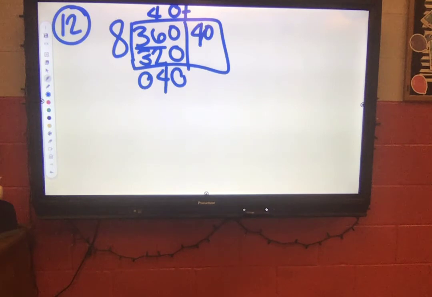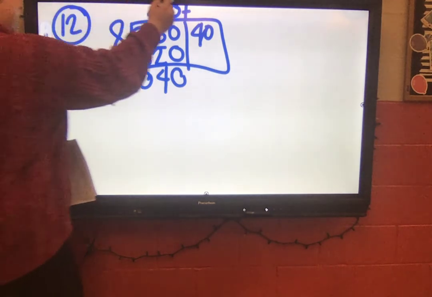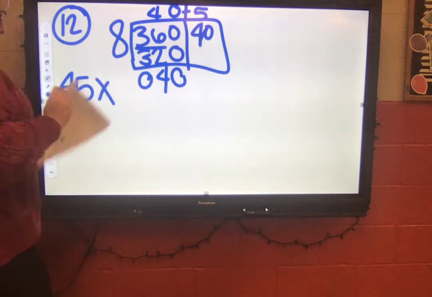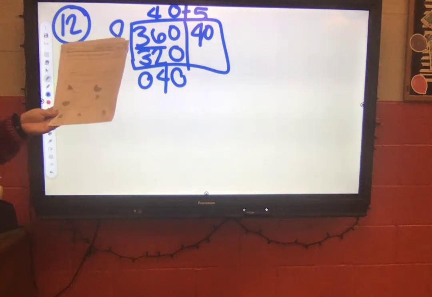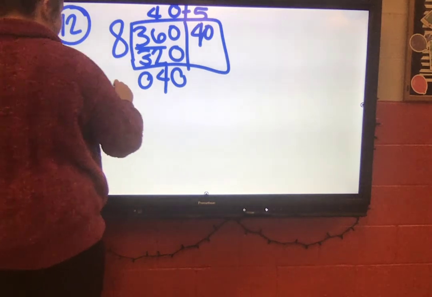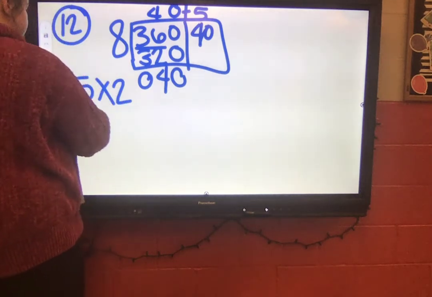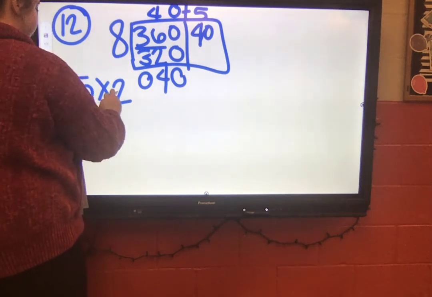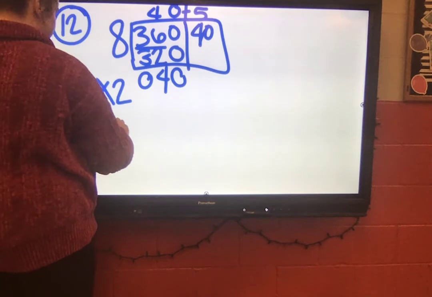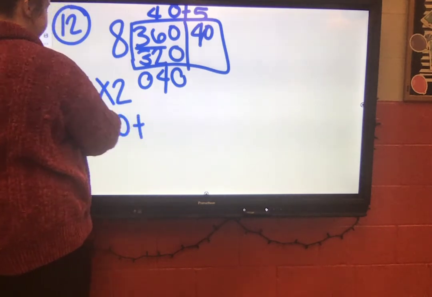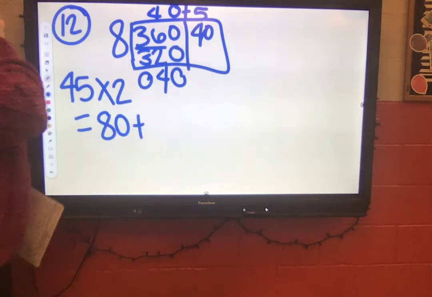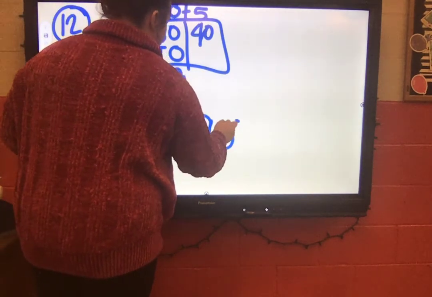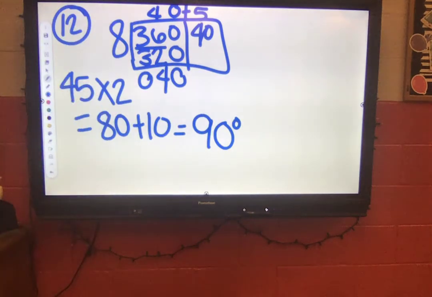8 goes into 40 how many times? 5. So 4/5 times, how many pieces are shaded? 2. So 4/5 times 2 equals 2 times 4 is 8. 2 times 5, 2 times 40 is 80. 2 times 5 is 10. So the total number of degrees on 12 is 90.